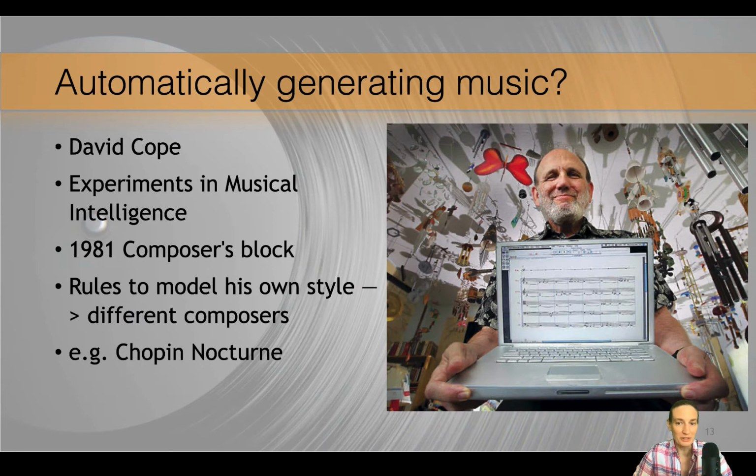Then there's David Cope. You might have heard of him. He's quite famous in the generative music scene. David Cope creates these algorithms, and one of his first published works was Experiments in Musical Intelligence. Back in 1981, Cope was suffering from composer's block. So he thought, why don't I model the rules I use to compose and put all these rules in a computer model? Then when I'm out of inspiration, I can use this model to create something in my own style and later in the style of different composers.